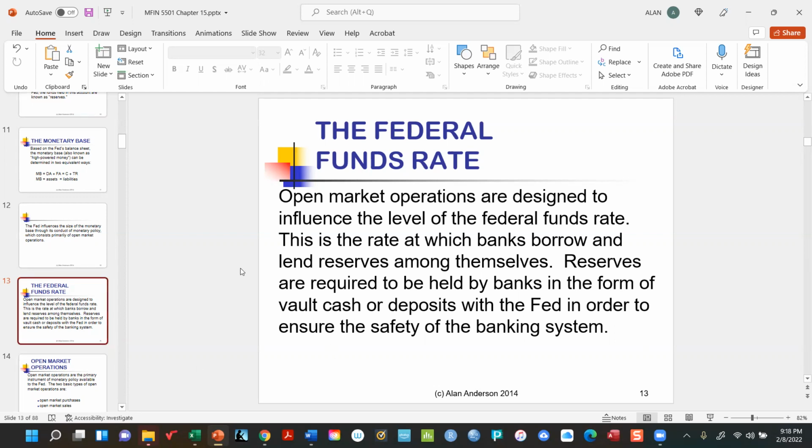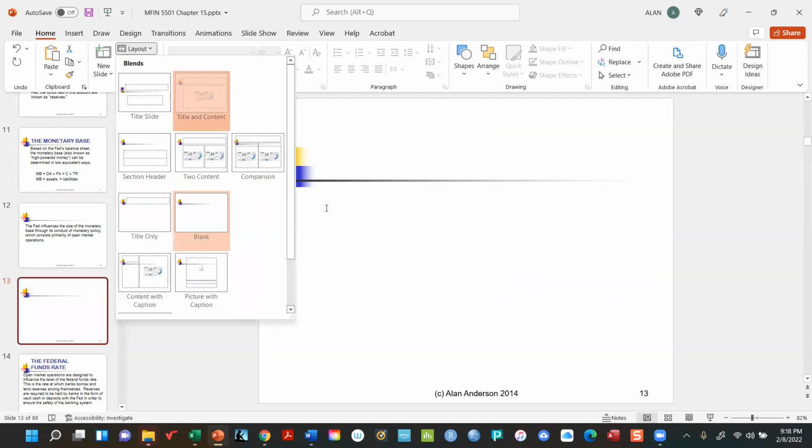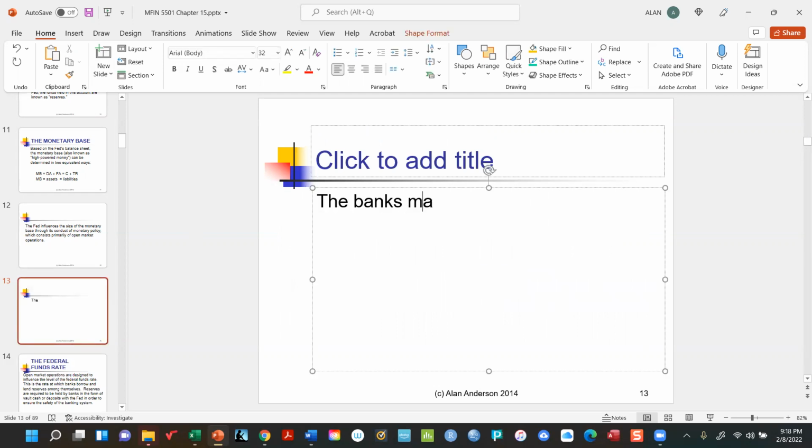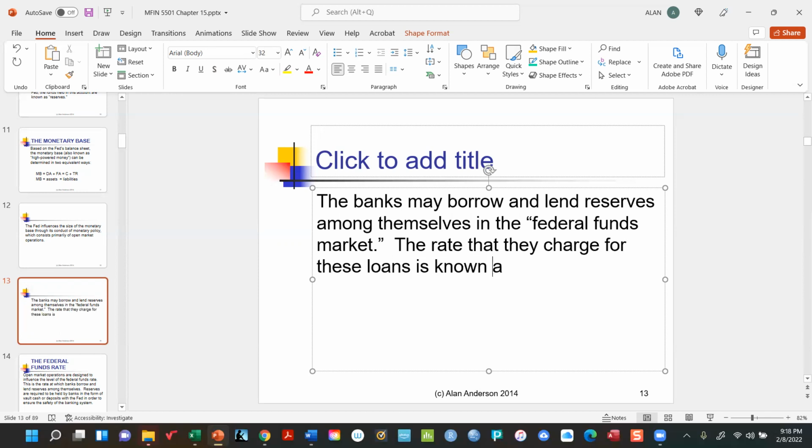So there's a huge market where the banks borrow and lend reserves among themselves, and that market is called the federal funds market. Okay. So actually, let me sneak this in here for a second. Maybe we could use a new slide. The banks may borrow and lend reserves among themselves in the federal funds market. The rate that they charge for these loans is known as the federal funds rate, or sometimes the Fed funds rate.